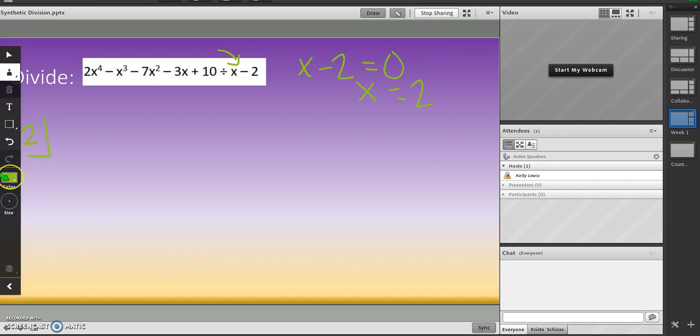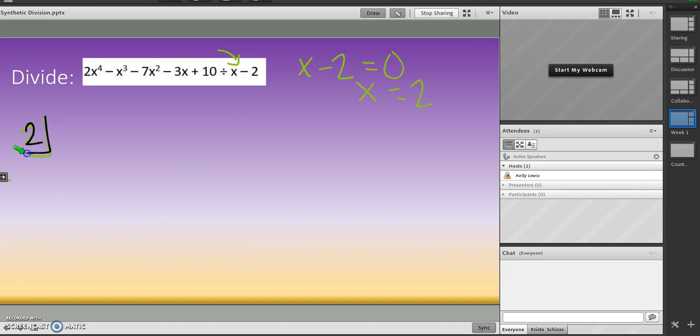Actually, I'm going to change my color. Then I'm going to write my coefficients. The coefficient of x to the 4 is 2. The coefficient of x cubed is -1. The coefficient of x squared is -7. The coefficient of x is -3. And then we have 10. Make sure you don't skip any steps. So it goes 4, 3, 2, 1, blast off. Nothing skips.